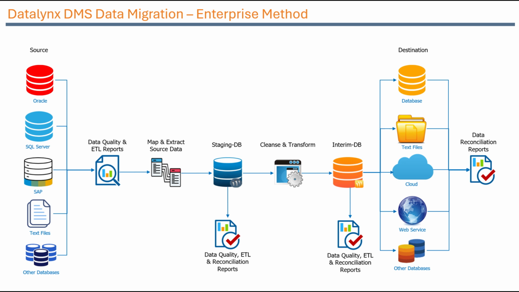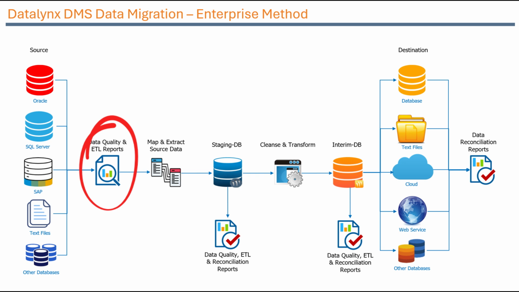The process starts with selecting a source, which could be any text files or database such as Oracle, SQL Server, SAP, or others. For this demonstration, we will use a SQL Server and the AdventureWorks database as source. Using Datalynx's Data Xplorer, a star product that integrates with a broad range of databases and file types to analyze the data, we establish a connection to AdventureWorks database and perform data profiling to assess data quality and ETL reporting on the source data.